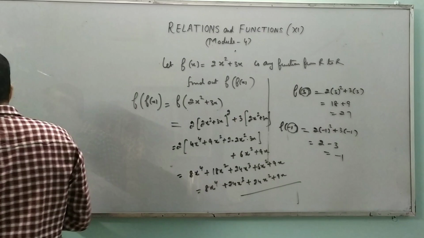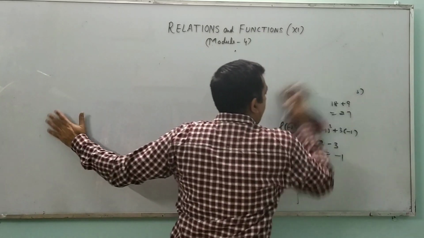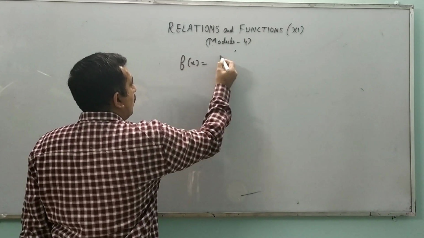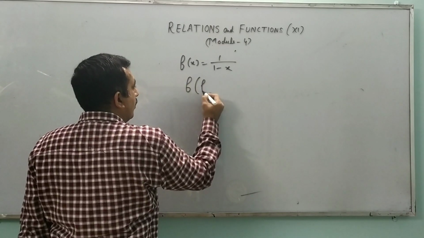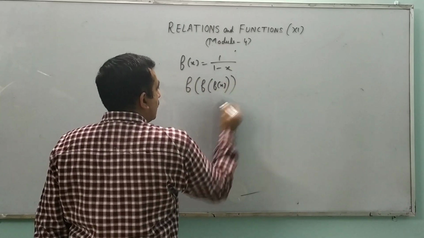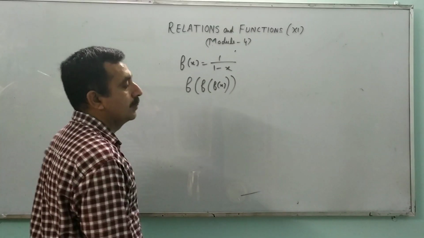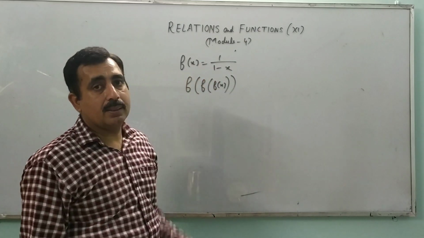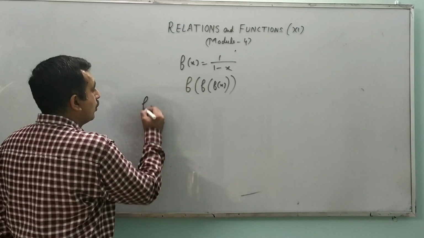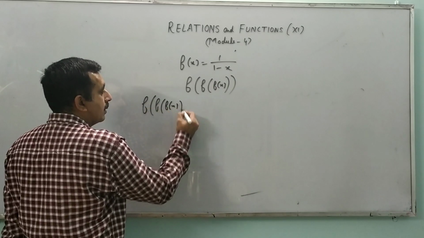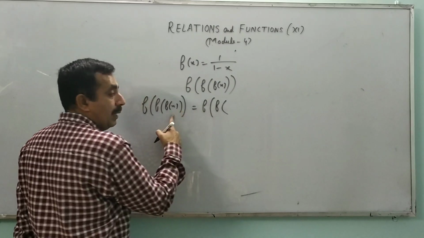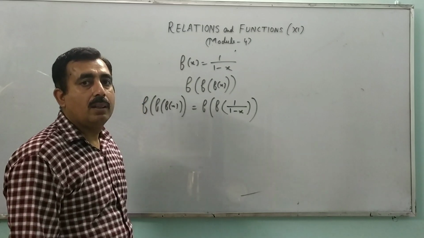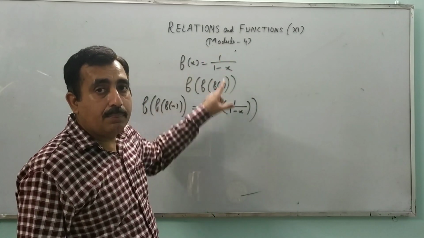Second, the next question is: f is the function, f(x) equal to 1 upon 1 minus x, and the question is to find out f of f of f(x). So firstly, when we are to find out f of f(x), firstly write the value of f(x). The f(x) value is 1 upon 1 minus x.